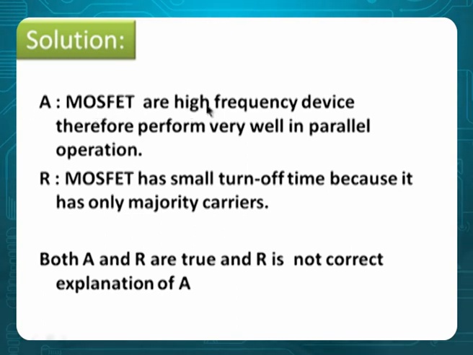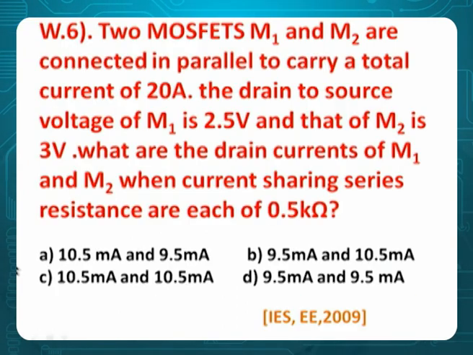A. MOSFET has high frequency devices, therefore perform very well in parallel operation. High frequency: MOSFET has small turn-off time because it has only majority carriers. Therefore both A and R are true, but R is not the explanation of A. Therefore our option is B.